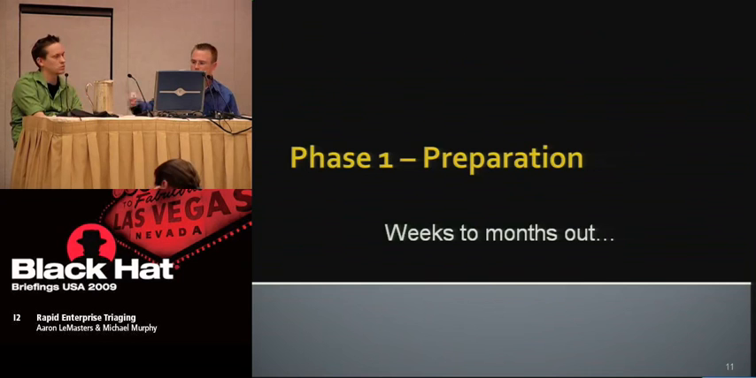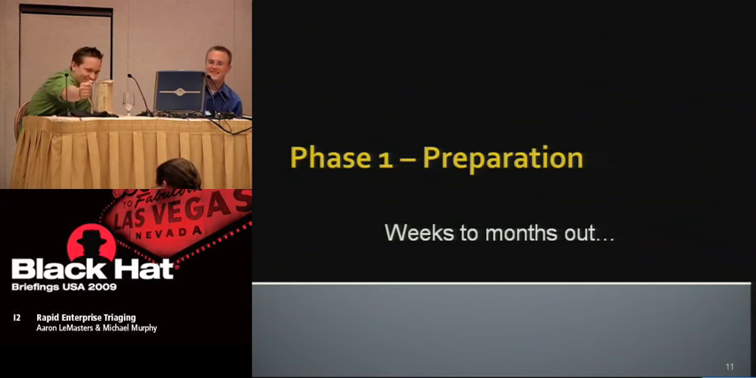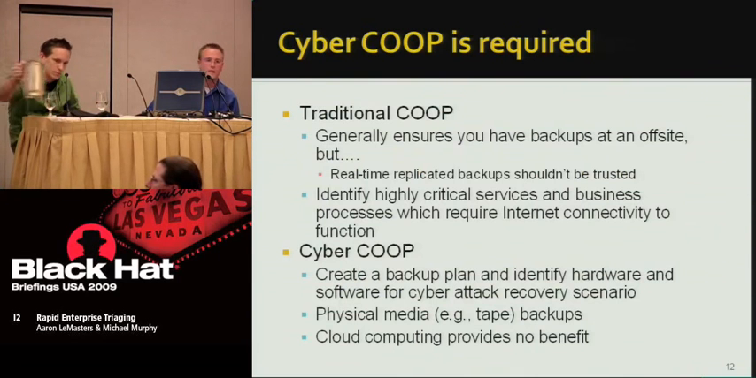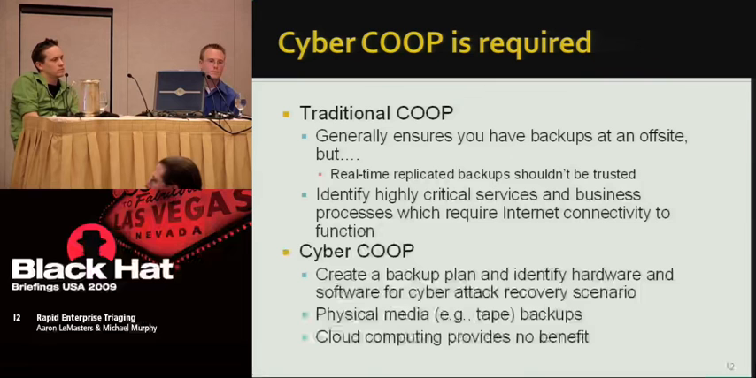So phase 1, the prep phase. When we started to look at this, we realized that your traditional COOP model needs to be slightly modified for this to work well. One of the issues there is under a traditional COOP scenario, a lot of times you're preparing for a natural disaster of some sort, right? A hurricane or a tornado or a plane hitting a building, so you've got a hot site or another site where your users are going to go to and work from.